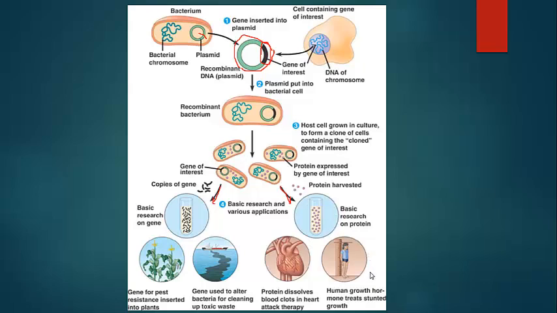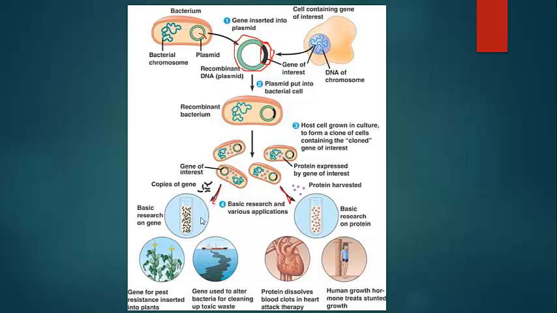Another protein that is harvested using DNA cloning is human growth hormone. Growth hormone is given to children that have stunted growth. And another protein created through DNA cloning is a protein called TPA. TPA is given to people that have had heart attacks, and it's going to dissolve blood clots.